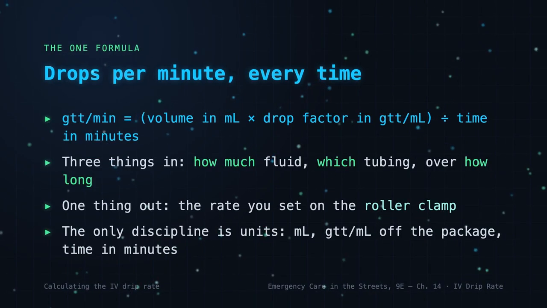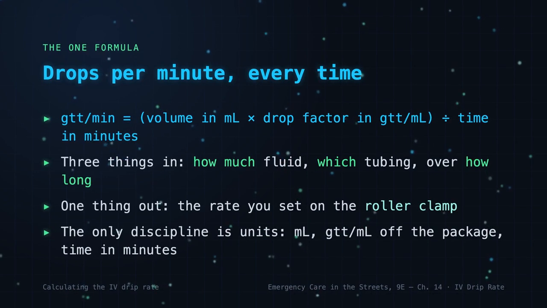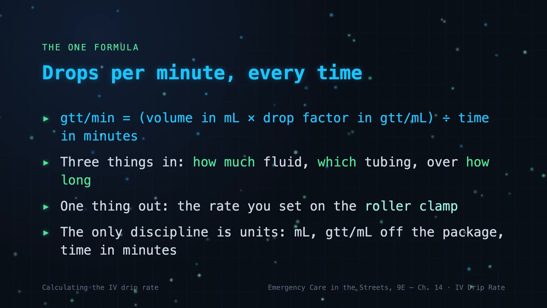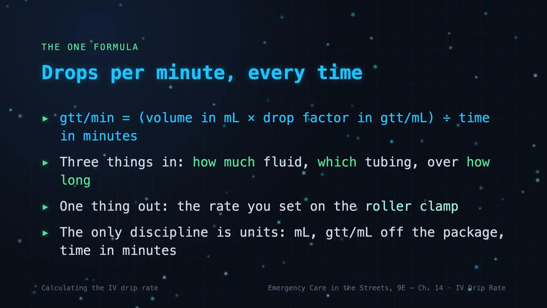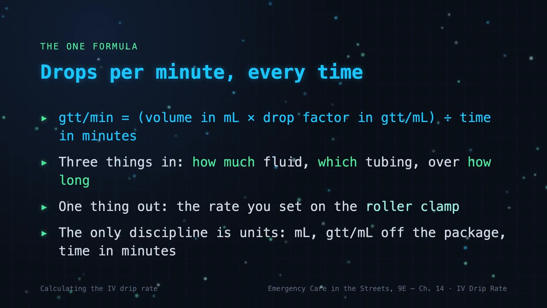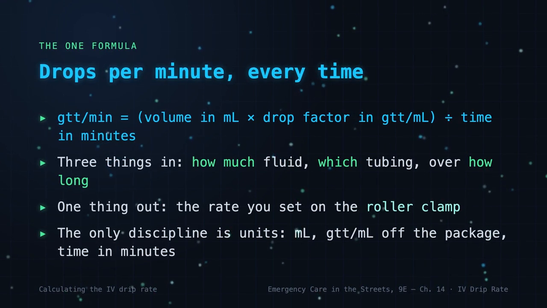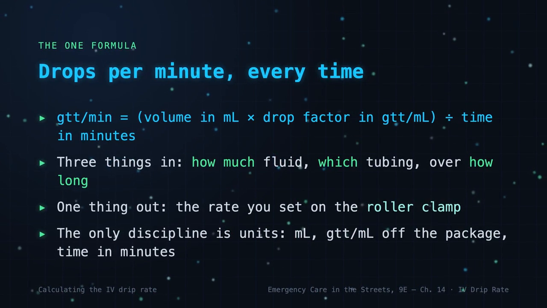Here is the formula for the whole section, and it never changes. Drops per minute equals volume in milliliters, times the drop factor in drops per milliliter, divided by the time in minutes. Three things go in: how much fluid, which tubing, over how long, and one thing comes out. The rate you set with the roller clamp. Write it on tape if you like.